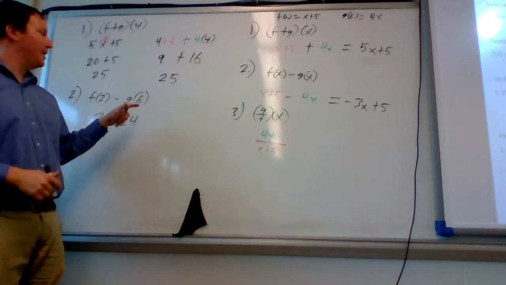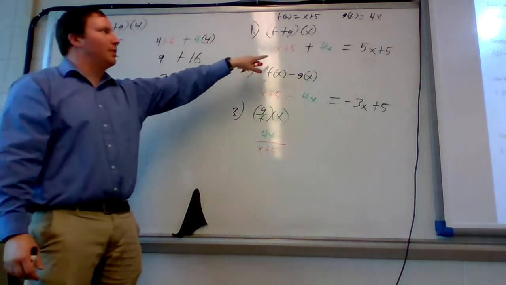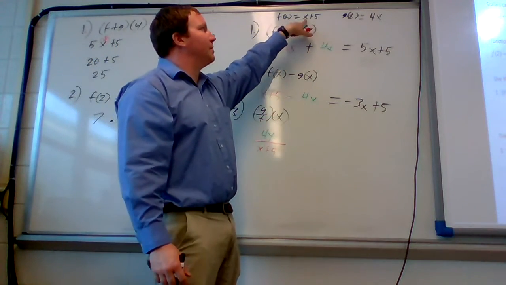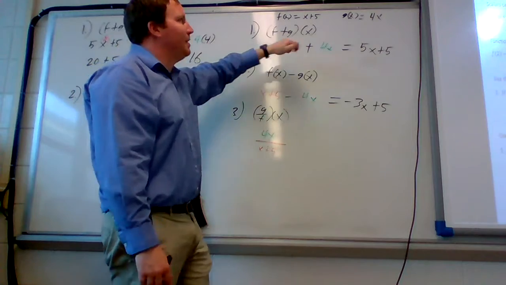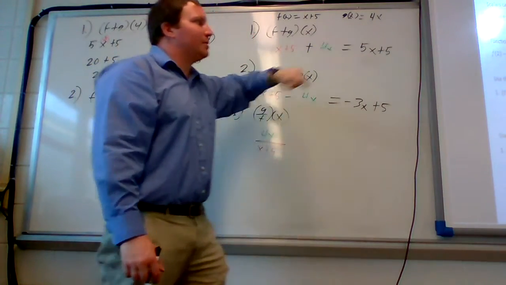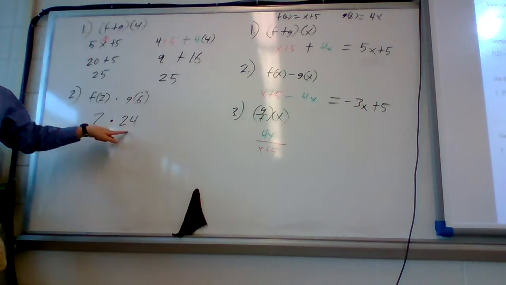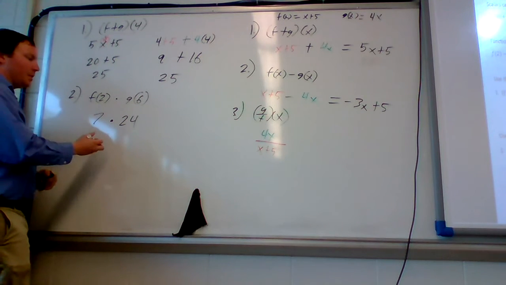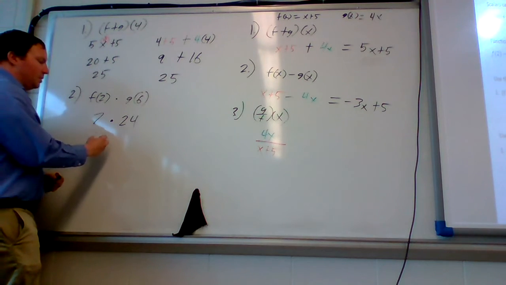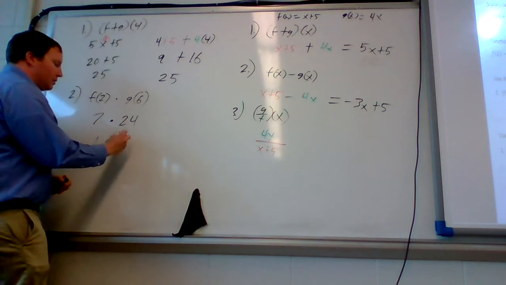Okay, so we're taking the value of 2, plugging it into our function of f. F of x was x plus 5. So that replaces the x, and it gives us the 7. And then g of x is 4 times x. We replace the x with 6. So we got 24. Multiply those two together. We get 168.